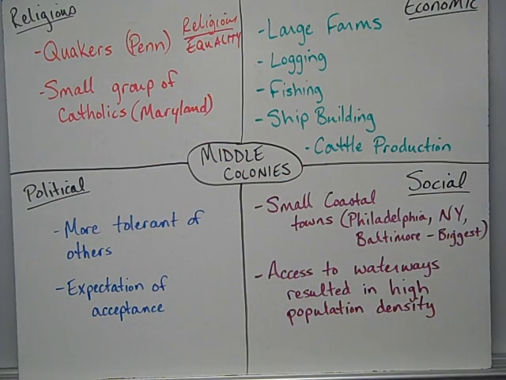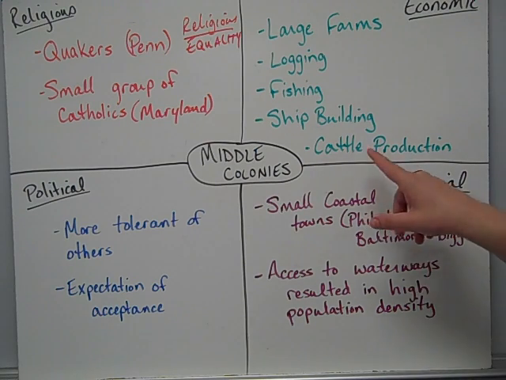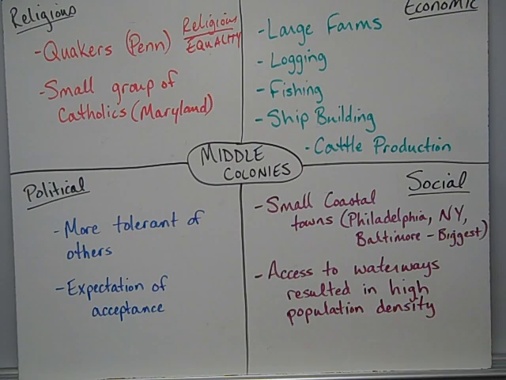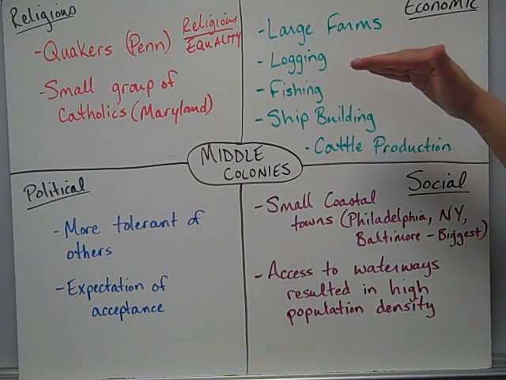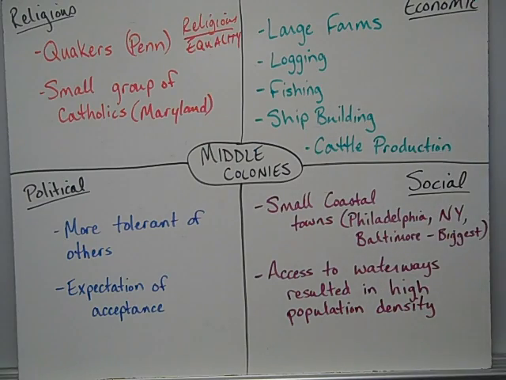The economics for the Middle Colonies had large farms. The Middle Colonies' nickname is the breadbasket, and they would grow large quantities of wheat in their farms. They also had logging and fishing and shipbuilding, and they also had cattle production. And so as you can see, the economy in New England was mostly logging, fishing, shipbuilding, because their soil was not very good. As you move further south, the soil gets better. In the middle colonies, the soil was better. It was able to have cattle and have large farms.